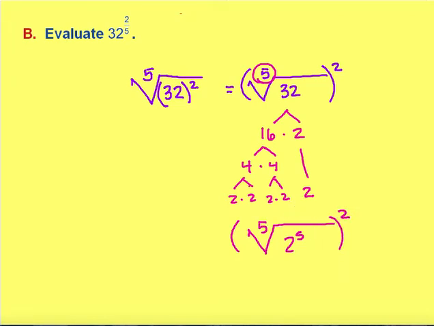So the 5th root of 2 to the 5th power is simply 2, because those will cancel, and 2 squared is 4. So this problem that started as 32 to the 2/5 power simplifies to just 4 once we work through our roots and our powers.